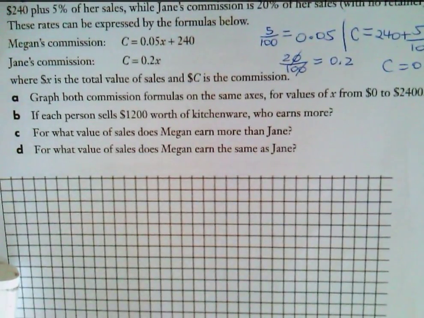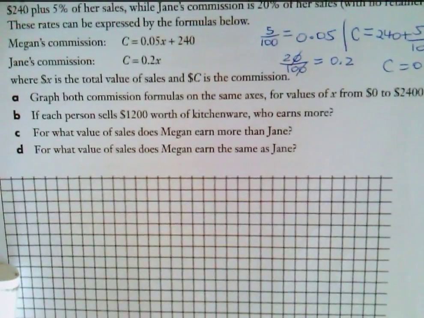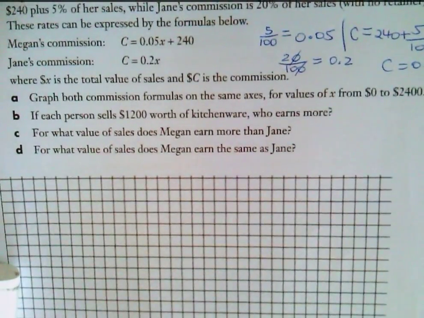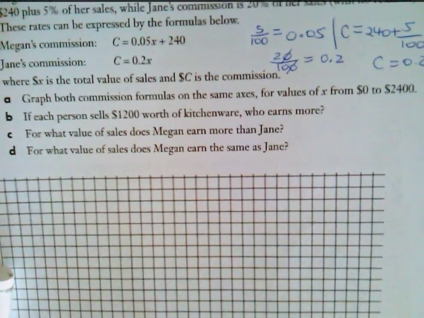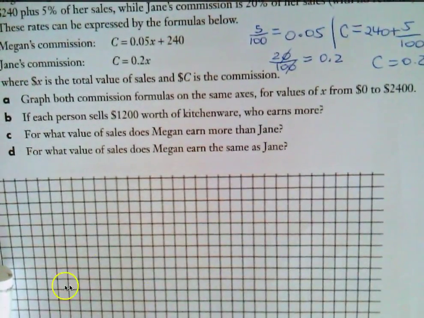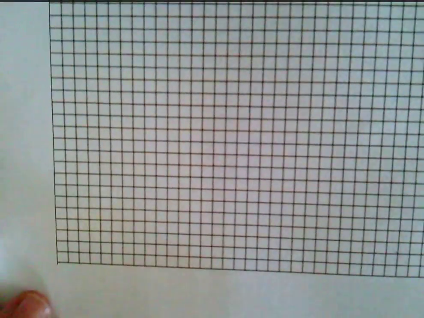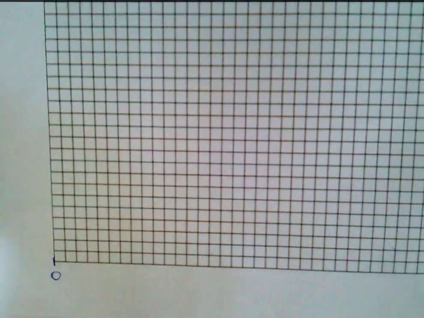They want you to graph the commission formulas on this graph paper from X is 0 to X is 2,400. So we're going to decide on a scale. I'll go down the bottom of my page. 0. I have to go up to 2,400.